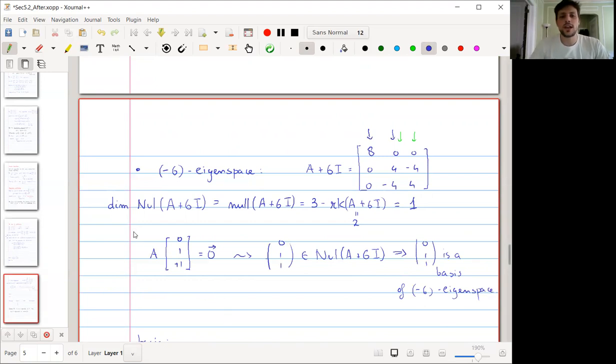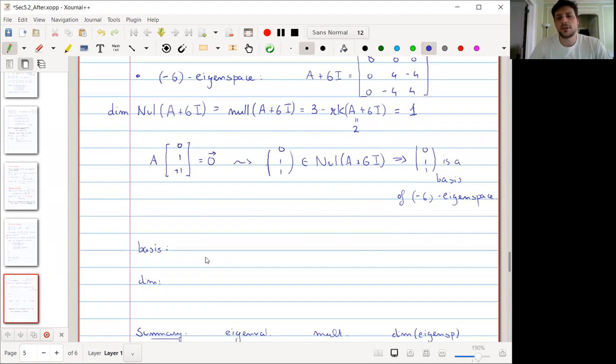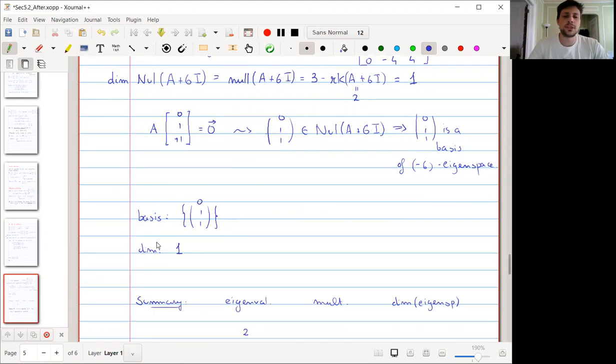This is an alternative way, and it relies a little bit on intuition, but sometimes it can make your life easier. So it's good to know that you can solve problems like this. Some other times you want to be safer, and so then you just solve the homogeneous linear system, as we've been doing. Let me just wrap up the data we concluded. The basis is 0, 1, 1, and the dimension is 1.